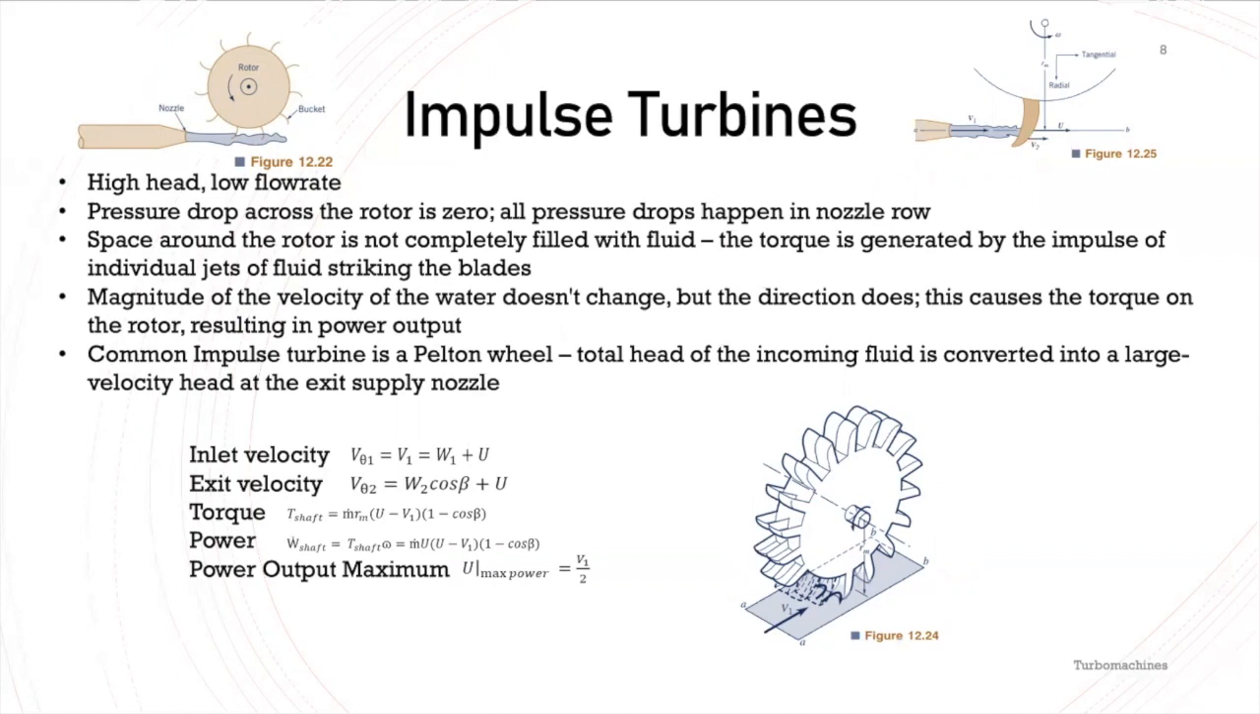Magnitude of the velocity of the water does not change, but the direction does. This causes a torque on the rotor, resulting in power output. Common impulse turbine is a Pelton wheel. The total head of the incoming fluid is converted into a large velocity head at the exit supply nozzle. As you can see on the slide, it gives the equations for finding the inlet velocity, exit velocity, the torque, the power, and the power output maximum of an impulse turbine.